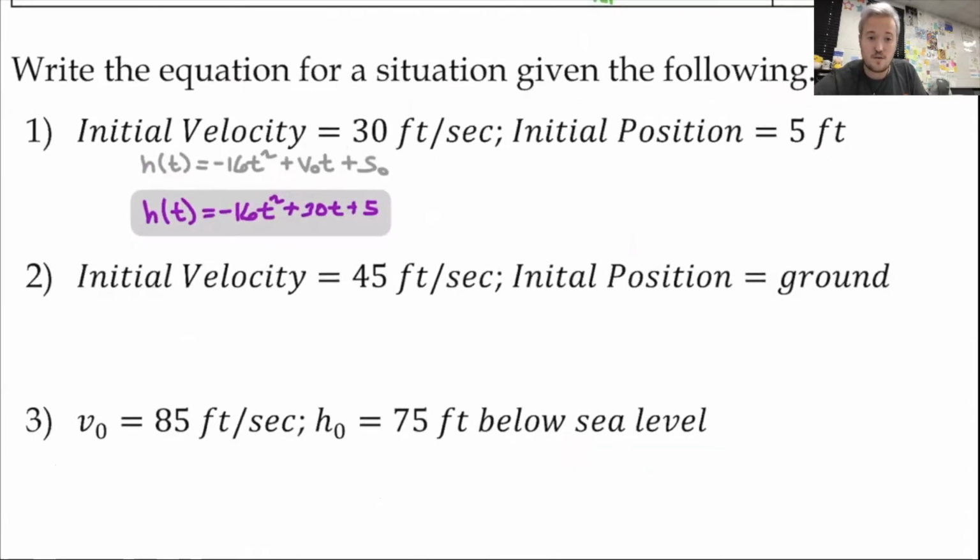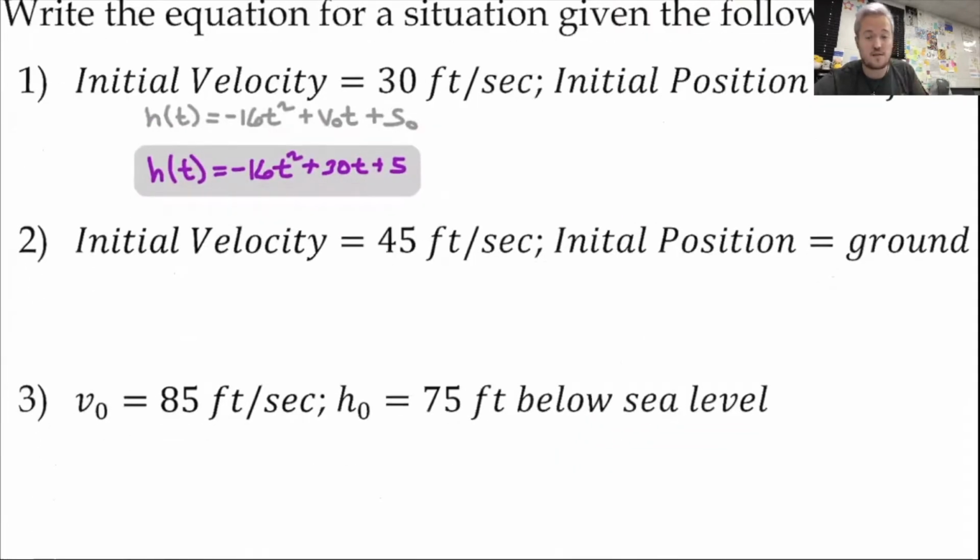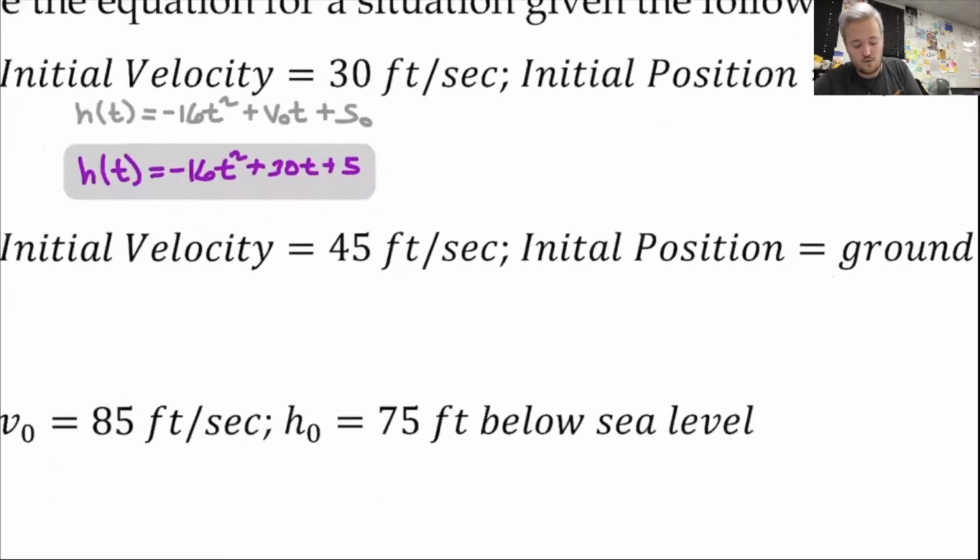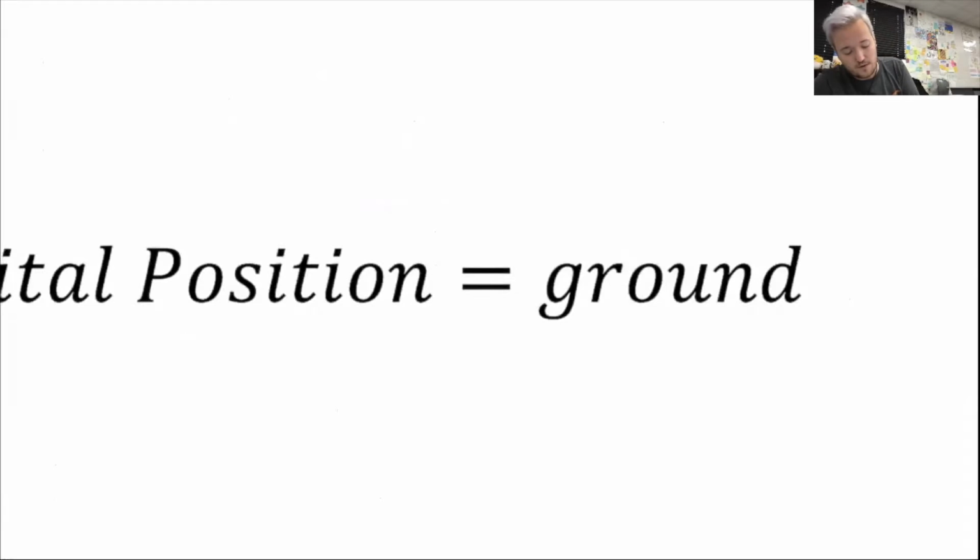So looking at the second one, now I give you an initial velocity of 45 feet per second and an initial position of the ground, which means your s naught, your position, is going to equal 0.